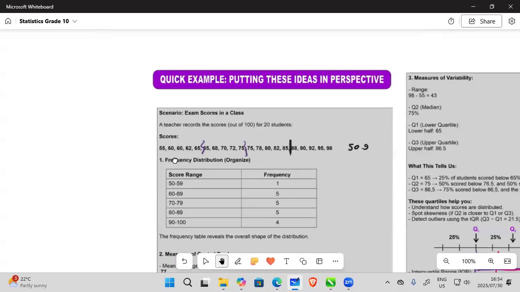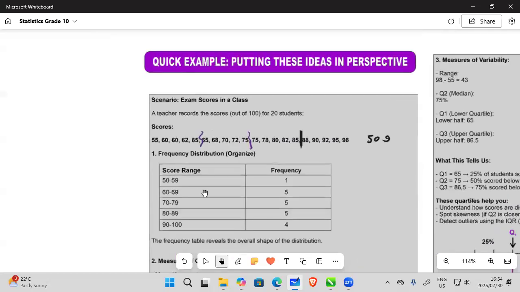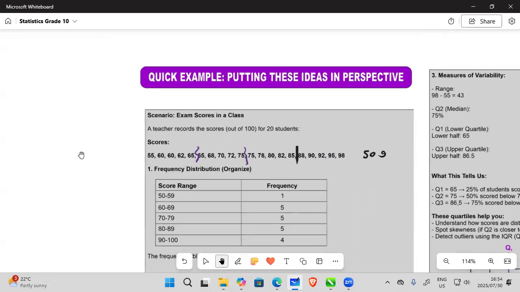So now we did a lot of talking. Let's put all of this into perspective. I'm not going to talk about the definitions. I just want to give you a quick example, so you can get a more anchored way of understanding what these things are saying to us.